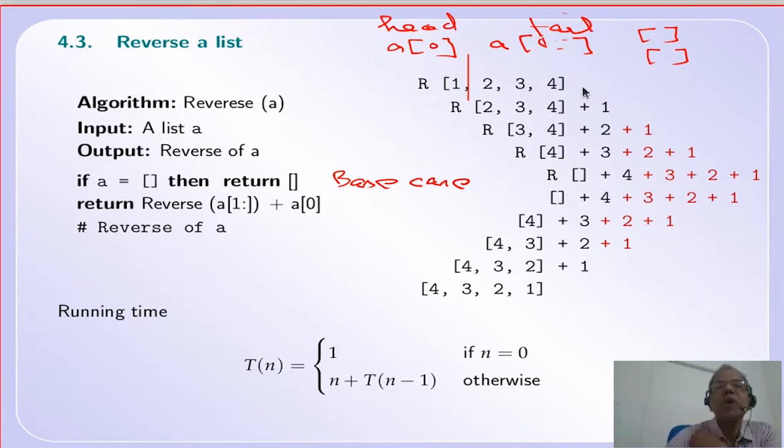Reverse 2, 3, 4. That is, reverse the tail. And where will we put the head? After reversing 2, 3, 4, you will get the answer 4, 3, 2, and we have to append the head to that. Therefore, I write reverse A at 1 to end. This is reverse the tail of the list.